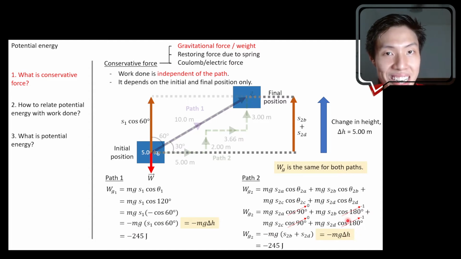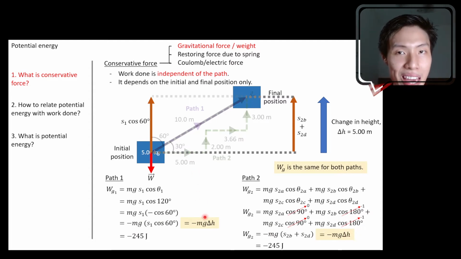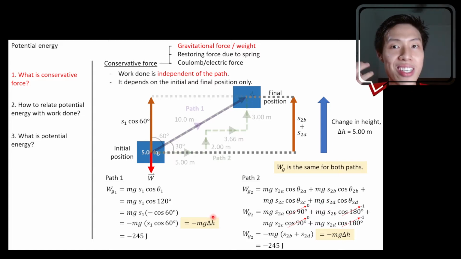Well, I'm actually hinting something important because mgh is similar to, yeah, gravitational potential energy. So later I will show you why conservative force is important, because we are going to relate it to the idea of potential energy. So this is an example of a conservative force, and in the next video we will show an example of a non-conservative force by proving that the work done will be dependent on the path for non-conservative force.